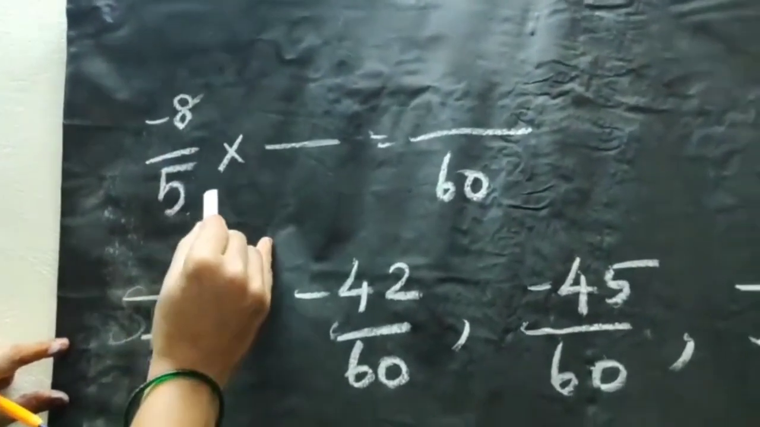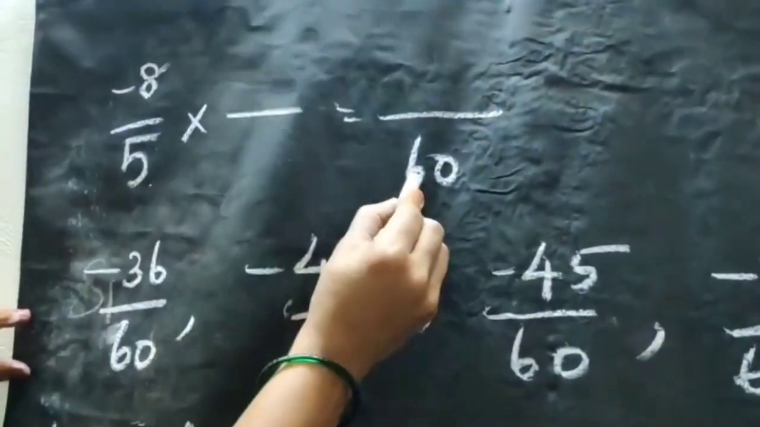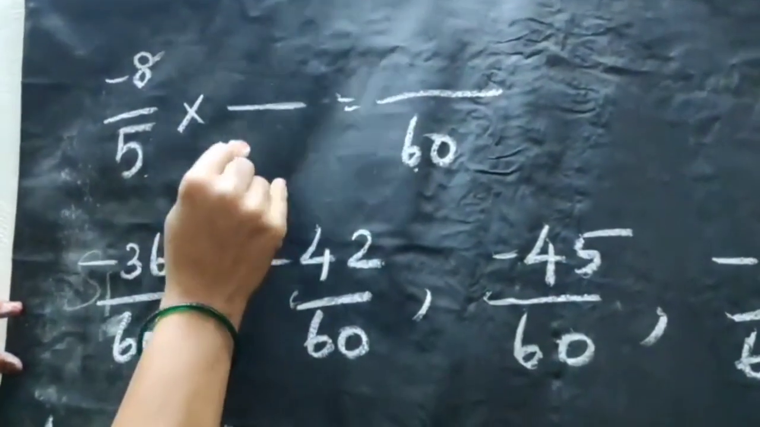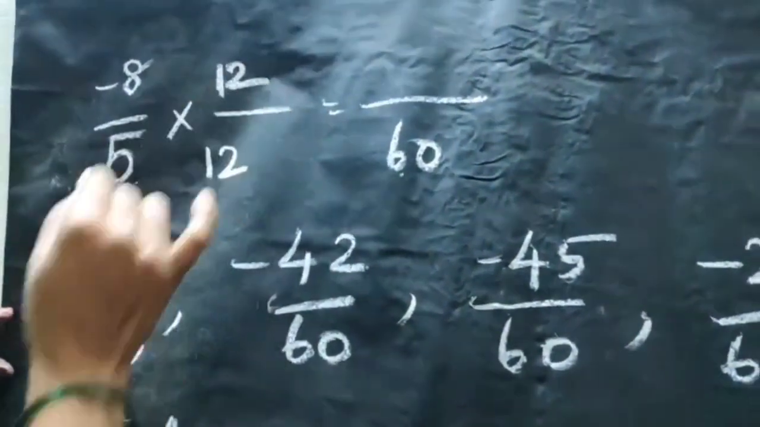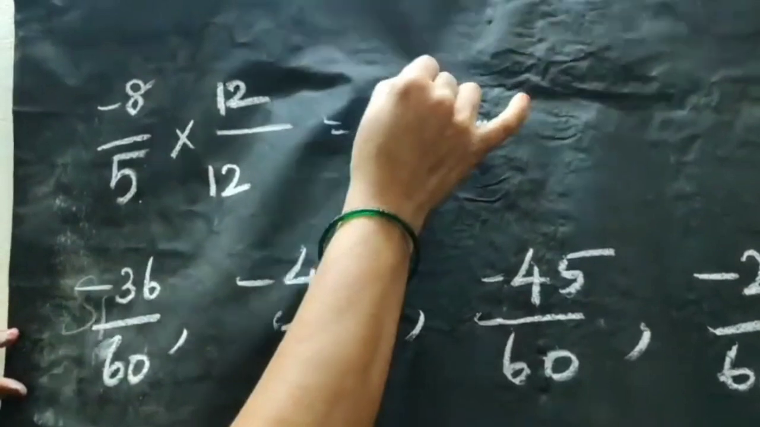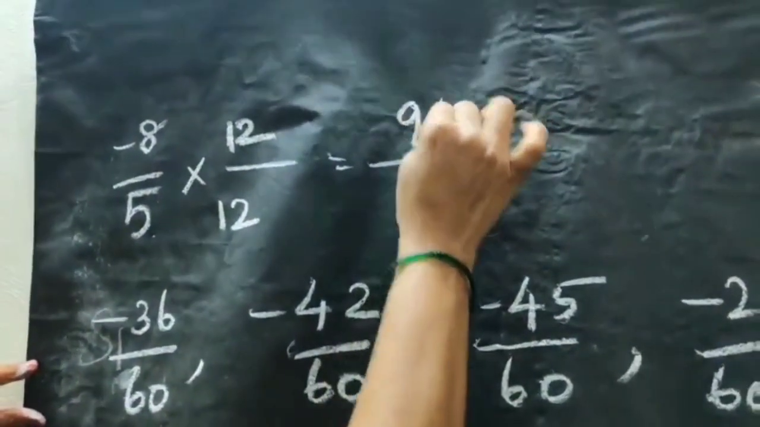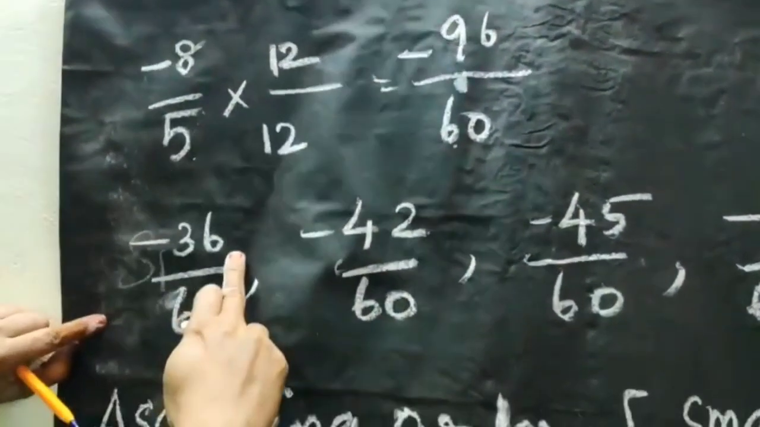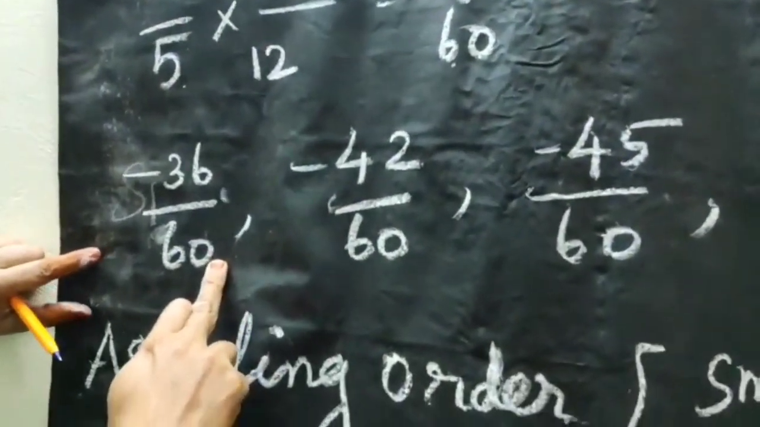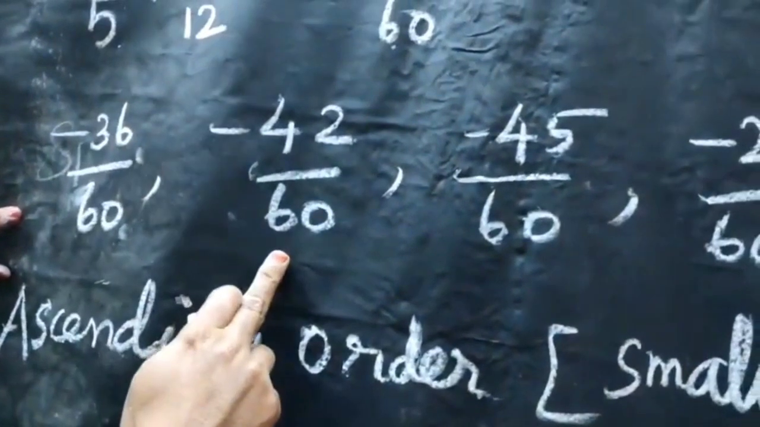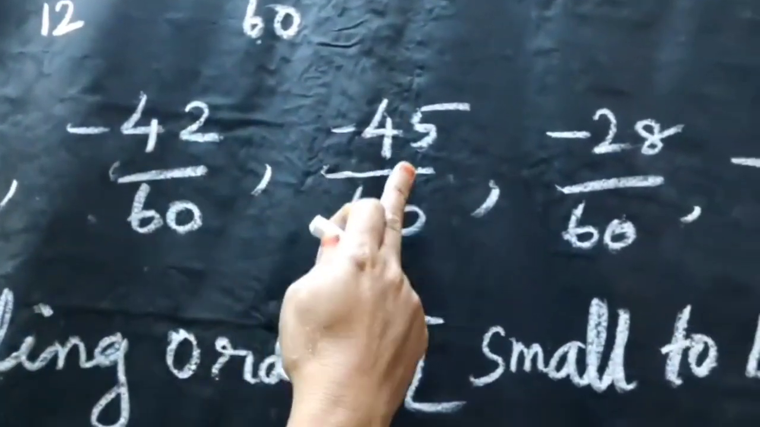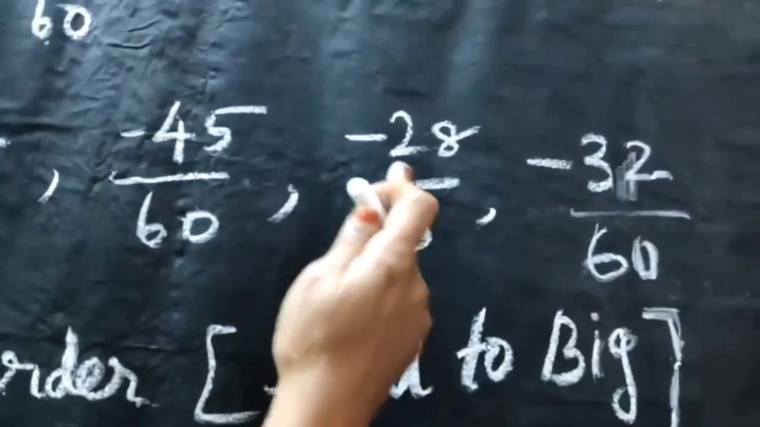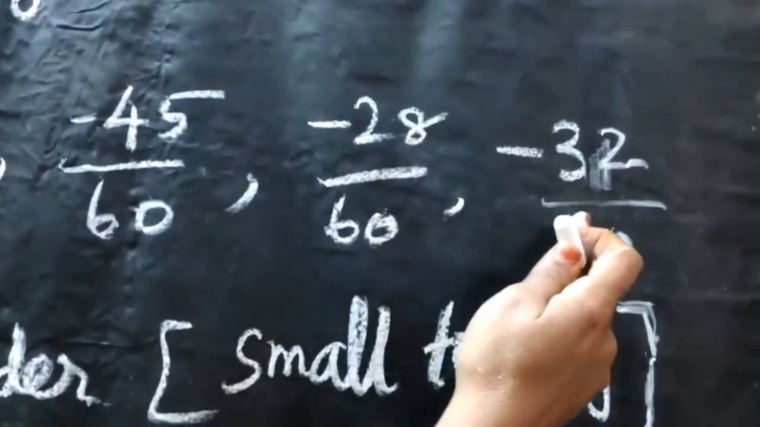Minus 8 by 5, into which number multiplied gets the answer 60? 5 12s are 60, so here also write 12. 12 8s are 96. So here write the minus symbol. First answer is minus 36 by 60. Second answer is minus 42 by 60. Third answer is minus 45 by 60. Fourth answer is minus 28 by 60.